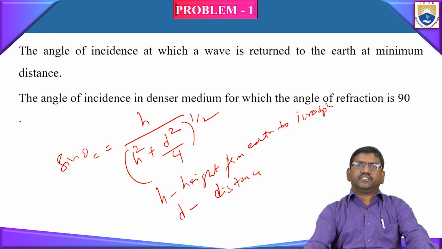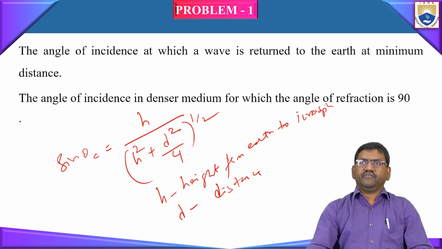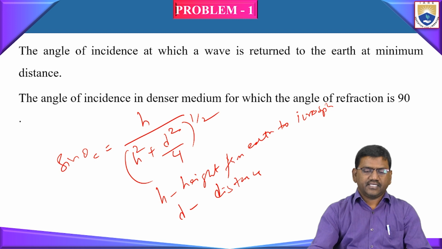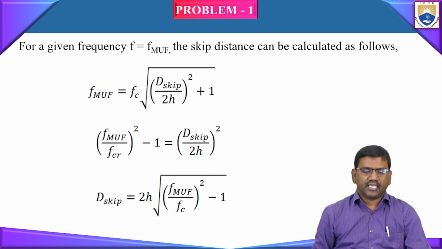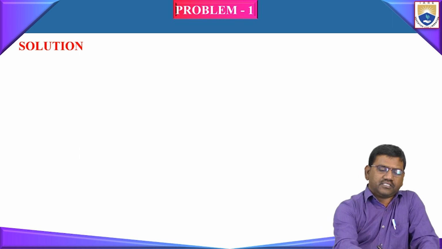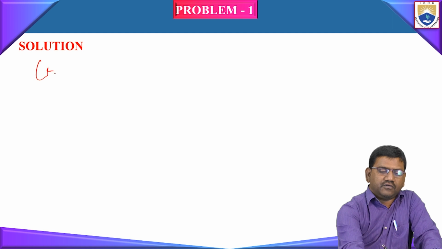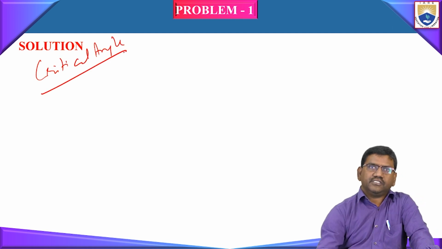And there is another definition for the critical angle. It is the angle of incidence in the denser medium for which the angle of refraction is 90 degrees. We call it the critical angle. Let us see how to find out the critical angle.